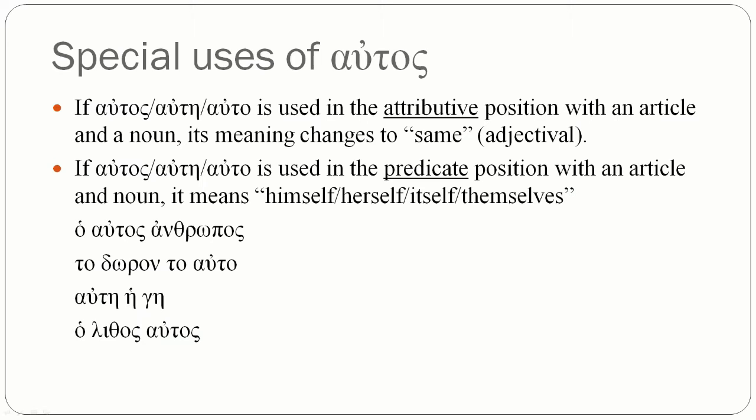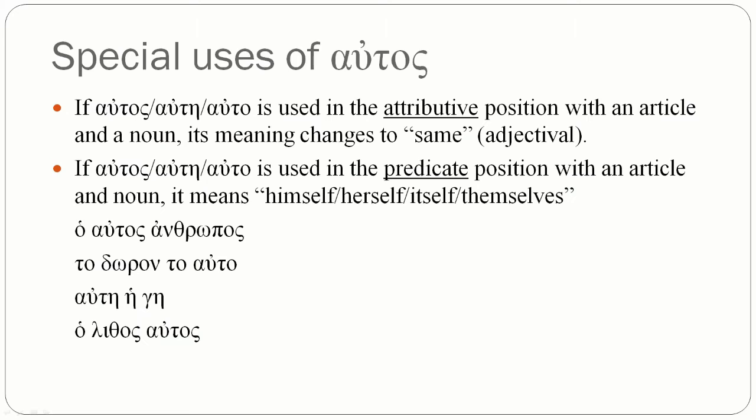So autos, and I put the feminine and the neuter forms there too, autos, aute, auta, can be used actually as an adjective. This normally personal pronoun can be used as an adjective if autos is used in the attributive position. If you need to remember what that is, you can go back to the discussion in chapter 6. Autos can be used in the attributive position with an article and a noun, in which case its meaning changes to same. It means the same.